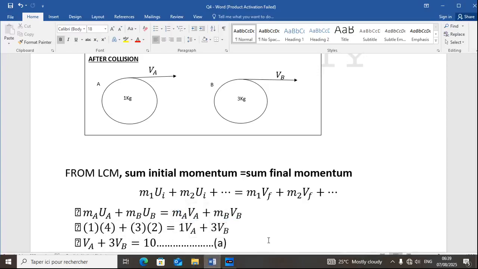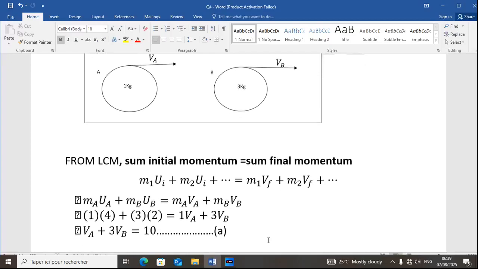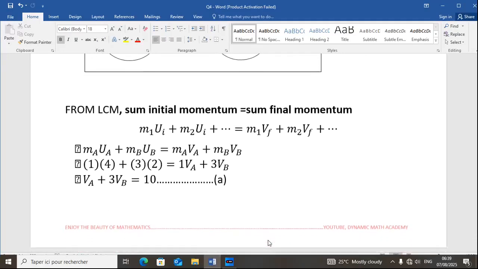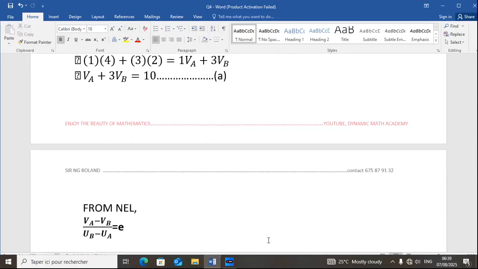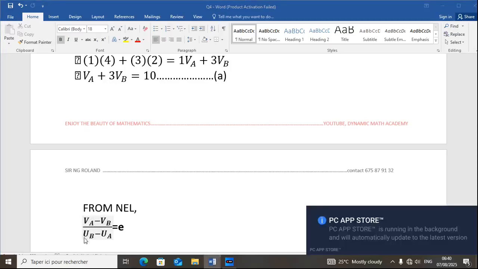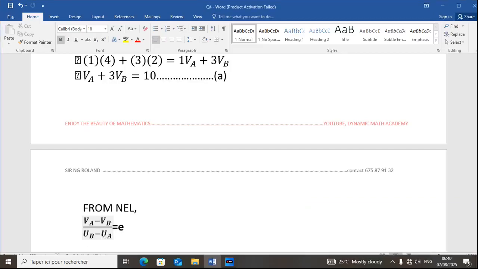So we're going to go further to apply the second law, Newton's experimental law, or the law of restitution, which states that the ratio between the velocity of separation and the velocity of approach is equal to E, where E is the coefficient of restitution. So we have VA, the final velocity of A, minus the final velocity of B, divided by the initial velocity of B minus the initial velocity of A, to be equal to E.